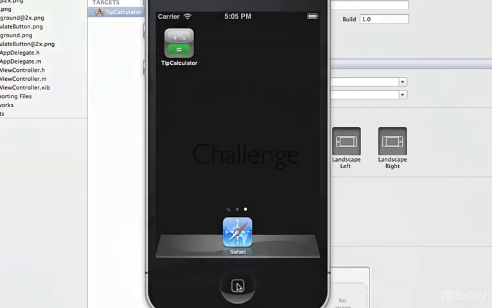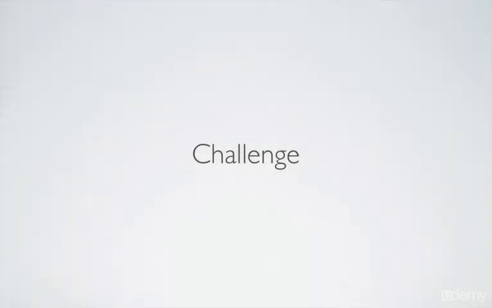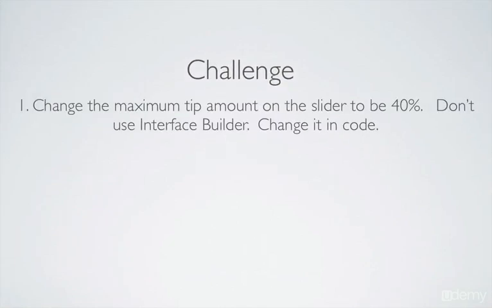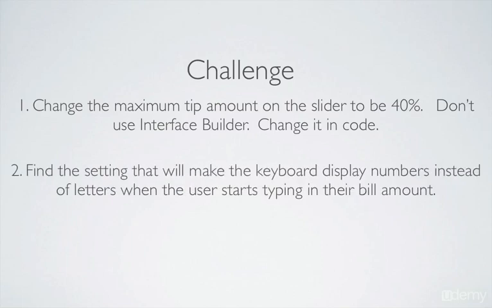Between now and the next lesson, try to change the max tip amount on the slider to be 40%. But instead of using Interface Builder to change the max amount, change it in code. Also, see if you can find the Attributes Inspector setting for the text field that will make the keyboard display numbers instead of letters when the user taps on the text field to start typing in their bill amount.